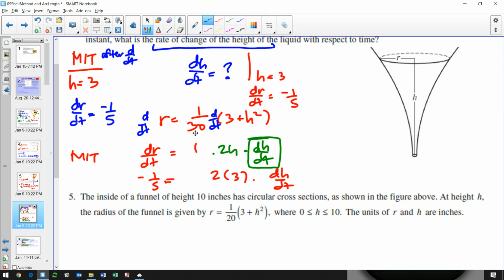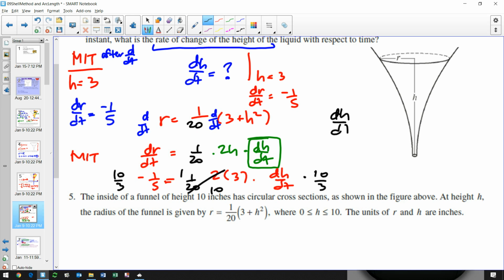did I write this wrong? Sorry. I don't know why I think it's 30. It's 120. Thank you. Okay. So this is really 110, right? So on the right side, I have 3/10. If I multiply both sides by 10/3, I could figure out dh dt.